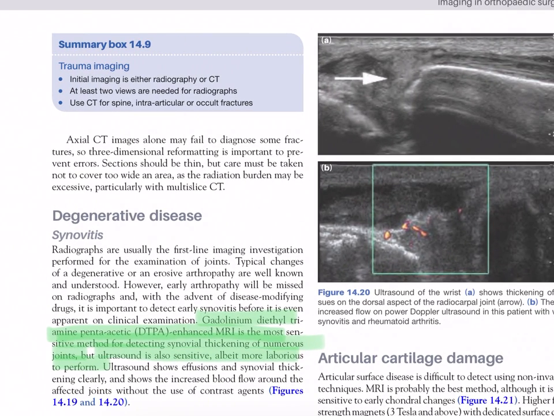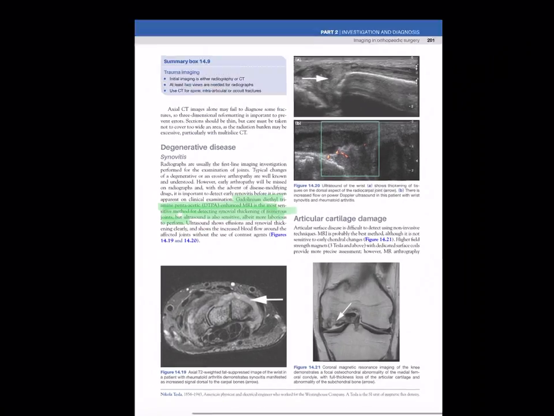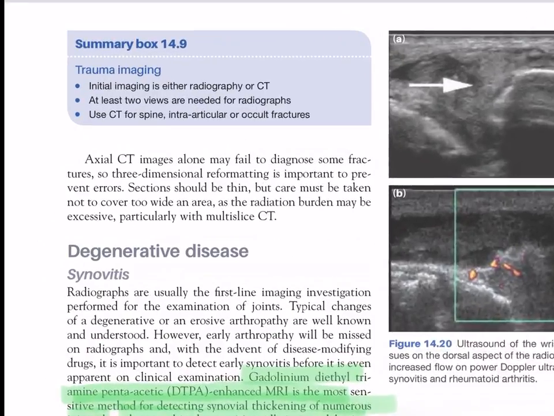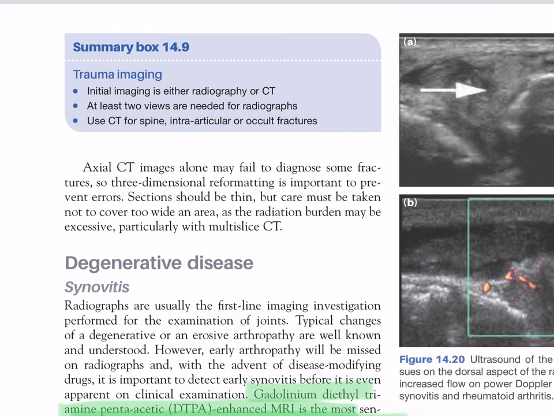Summary box 14.9: Trauma imaging. Initial imaging is either radiography or CT. At least two views are needed for radiographs. Use CT for spine, intra-articular or occult fractures.